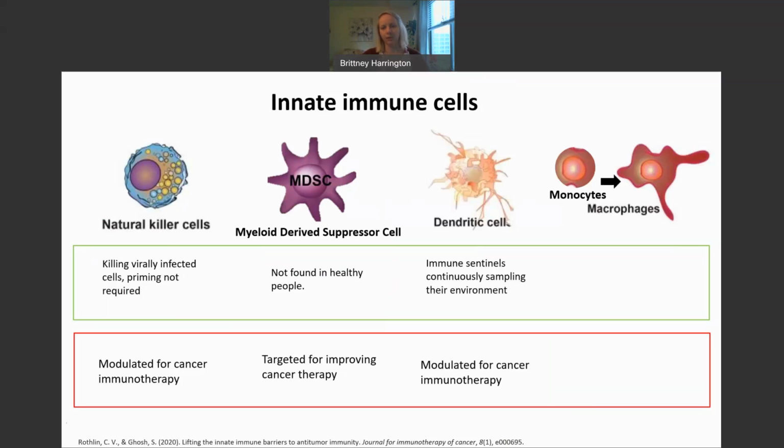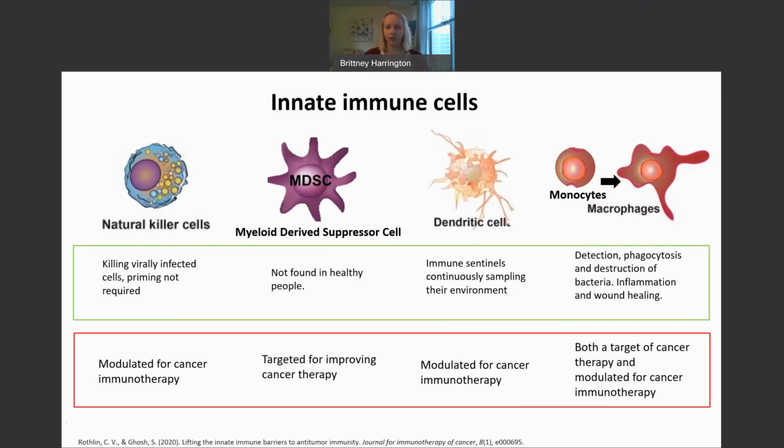And finally, monocytes and macrophages. We did cover these, more so the macrophage polarization, in the previous lecture, but their usual role is in inflammation and wound healing, detection of bacteria and pathogens, and phagocytosis. So they are both a target of cancer therapy. Those TAMs, tumor-associated macrophages, are a target for therapy, but they can also be modulated to be used as a therapeutic.